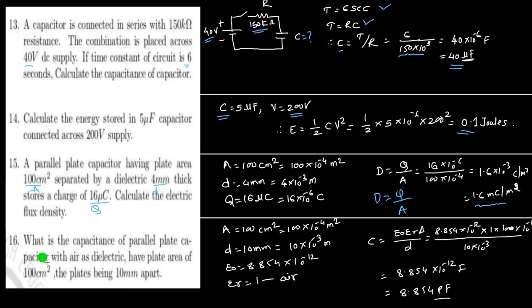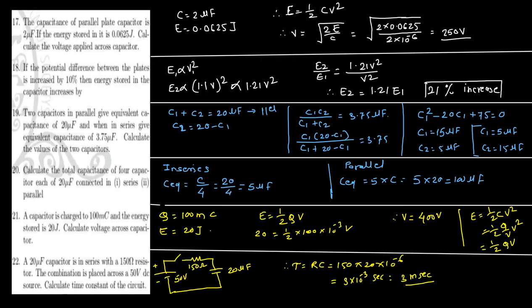What is the capacitance of the parallel plate capacitor with air as a dielectric and a plate area of 100 centimeter square, plates being 10 mm apart? So area is 100 centimeter square, distance is 10 mm, and epsilon 0 is 8.854 into 10 raised to minus 12 farad per meter, and epsilon r is equal to 1. So the value of the capacitance is epsilon 0 epsilon r A by d. So you will get the value 8.854 picofarad. So in this way you can use the different formulas for the calculations of the numericals.